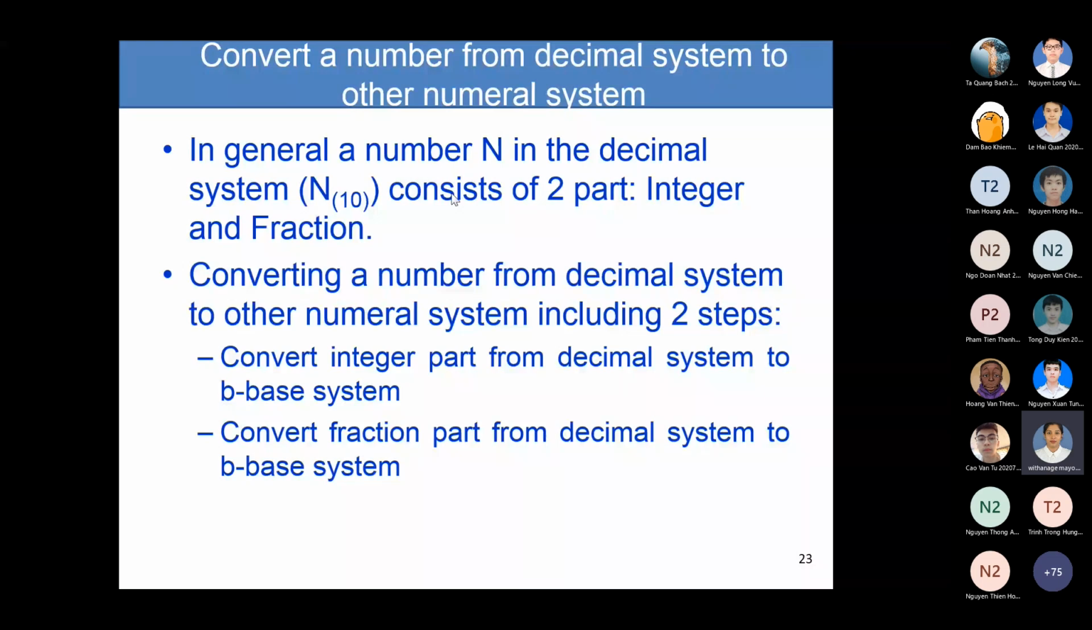To convert a number from another system to the decimal system, we use the formula that we talked about in the last slide. Now, to convert a number from the decimal system into another system, like the binary, the octal, or the hexadecimal system, we will use two steps. The first one, we convert the integer part of the decimal number to the b-based system, and then we convert the fraction part from the decimal system into the b-based system. Okay.